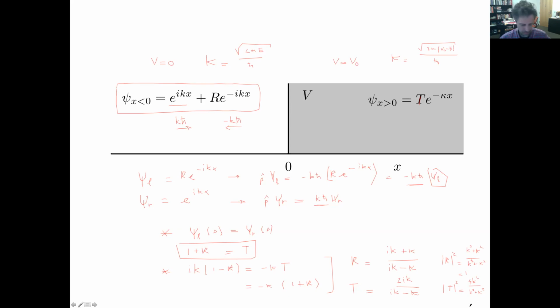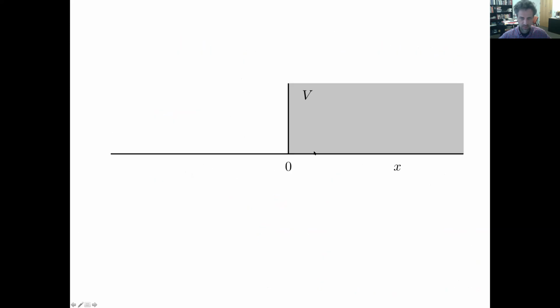Now the bottom line is that this t squared, the probability of finding the particle in the barrier, is not 0, because both k and kappa have values. That means I will not have a 0 chance of finding the particle in the wall. There is a chance of finding the particle in the wall. It's just that the chance is not 0. So let me show you this pictorially.